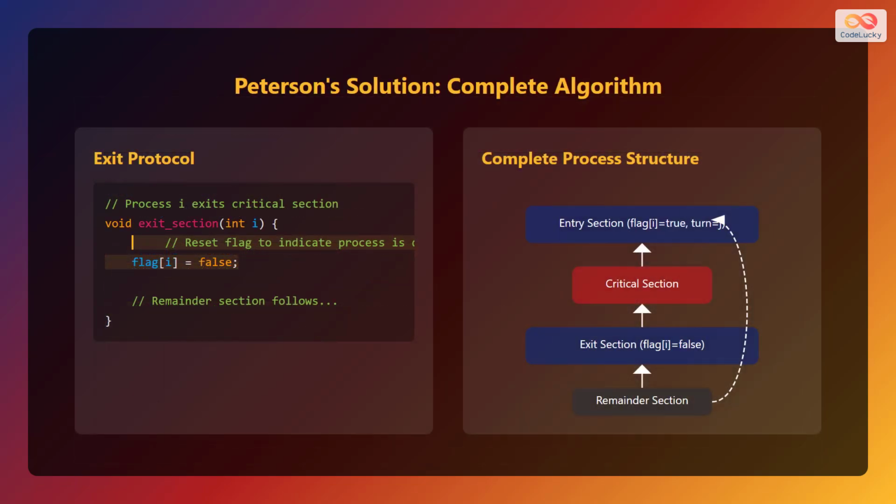Now let's look at the exit protocol. When process i is done with its critical section, it calls the exit section function. All it has to do is to reset its flag to false by setting flag[i] to false. This indicates that the process is no longer in the critical section and is not requesting to enter it. The process then continues with its remainder section, doing other work until it needs to access the critical section again. Now you know the complete process structure of Peterson's solution.